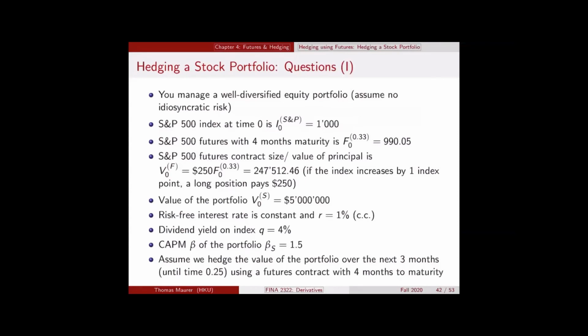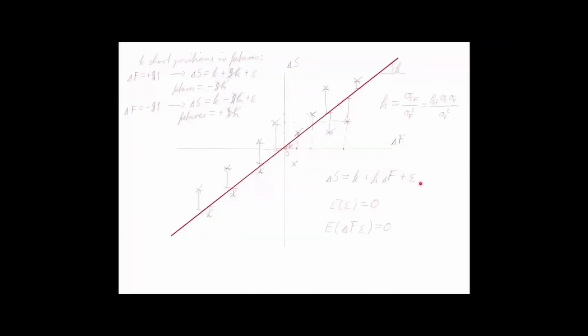Let's say you manage a well-diversified portfolio of stocks. Well-diversified means that all the idiosyncratic risk is washed out and you're only left with systematic risk. In other words, in our linear regression, that means that this error term is always equal to 0, or all these points lie exactly on the linear line.